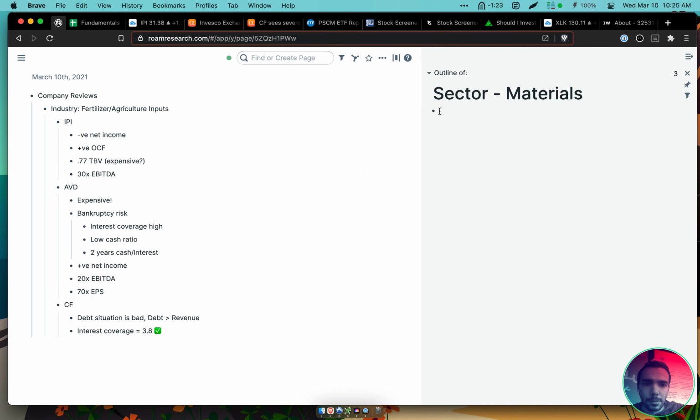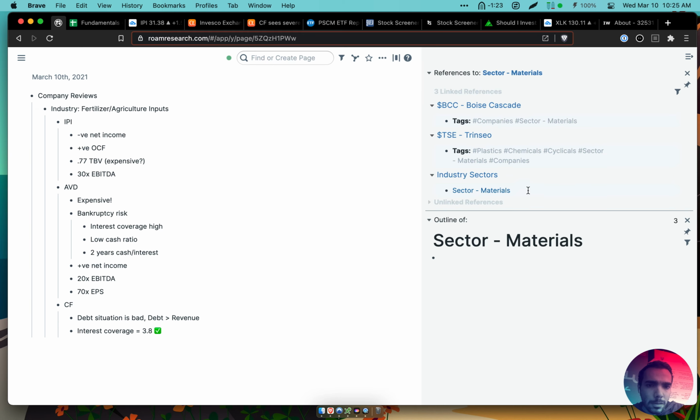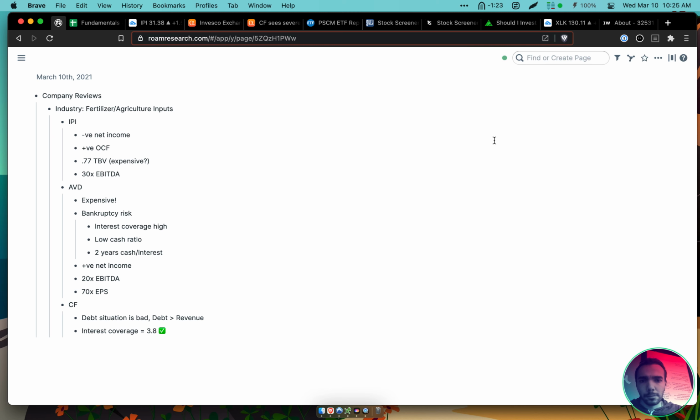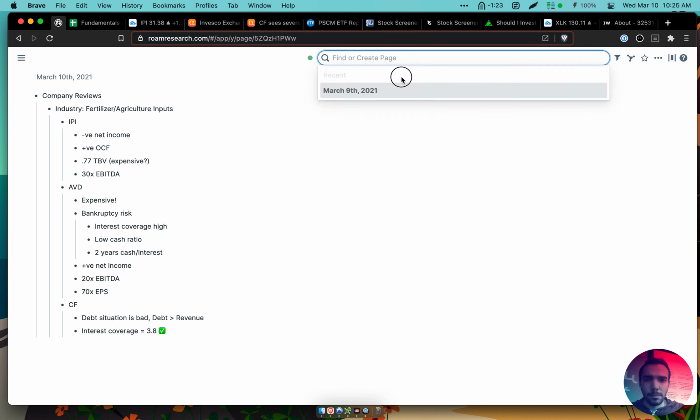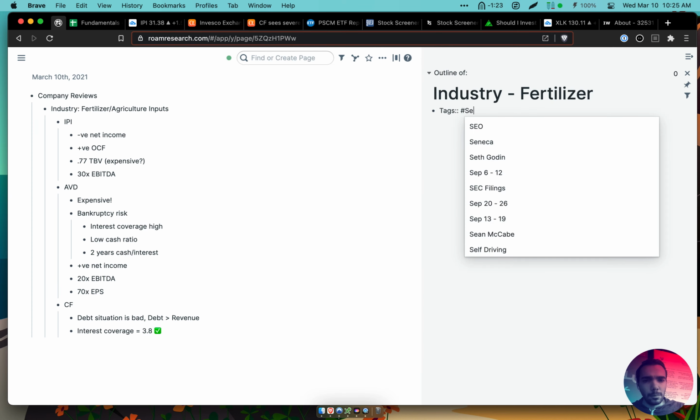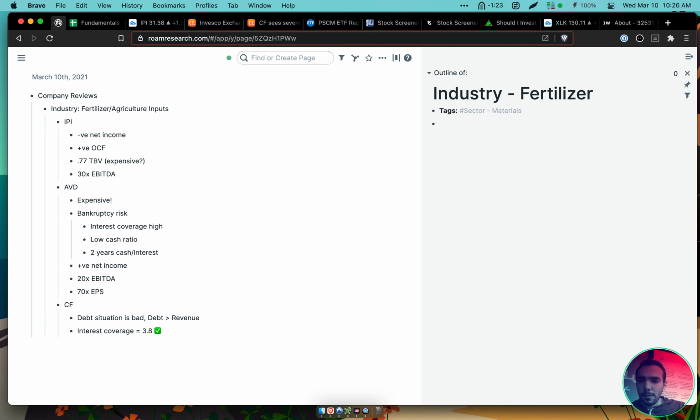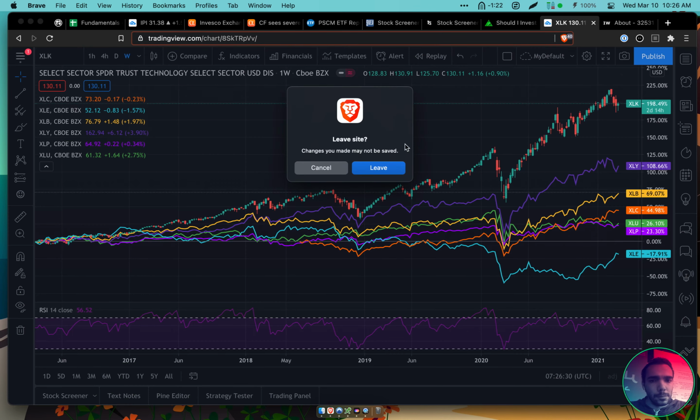Sector, what is it, materials? Sector materials, yeah. Okay. So I can create one. Industry: fertilizer. So we're going to tag that materials. So, impacted, demand driven by crop production. Adverse weather conditions. Exposed to adverse weather conditions. Vulnerable. This is interesting.